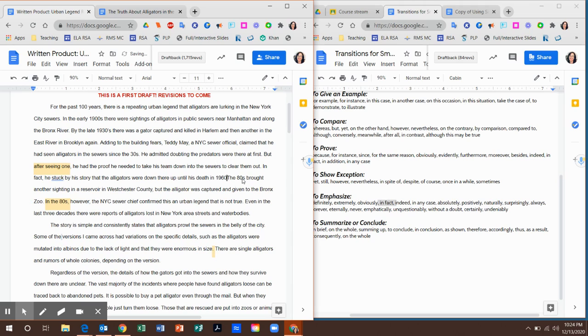Yes. Okay. I think in rereading that, all right: "Adding to the building fears, Teddy May, a New York City sewer official, claimed that he had seen the alligators in the sewers since the 1930s. He admitted doubting the predators were there at first, but after seeing one, he had the proof he needed to take his team down into the sewers to clear them out. In fact, he stuck by his story that the alligators were down there up until his death in 1960."